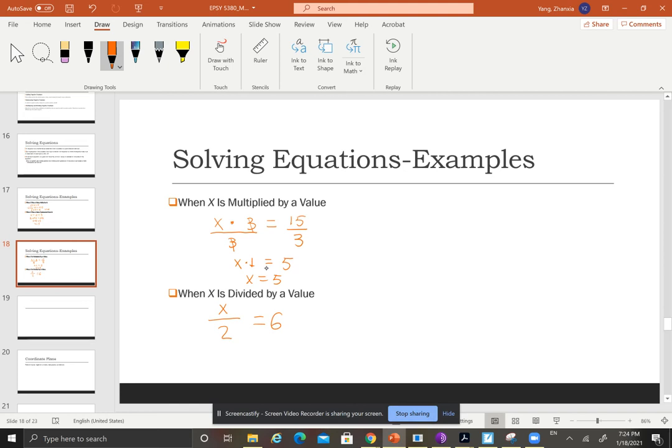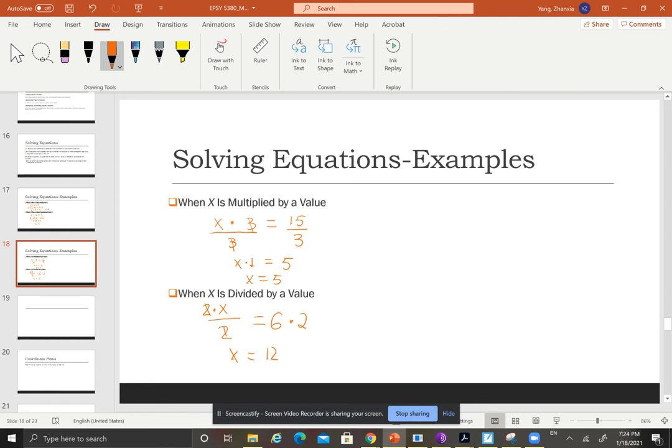When x is divided by a value, similarly, since it's dividing by 2, we need to cancel out the 2 that is being divided, the 2 on the bottom. So we can multiply by 2 on both sides to cancel out. I'm just going to write on the original equation here. So multiply by 2 on the top, and this way the 2 will cancel out. x will be equal to 2 times 6, which is 12.